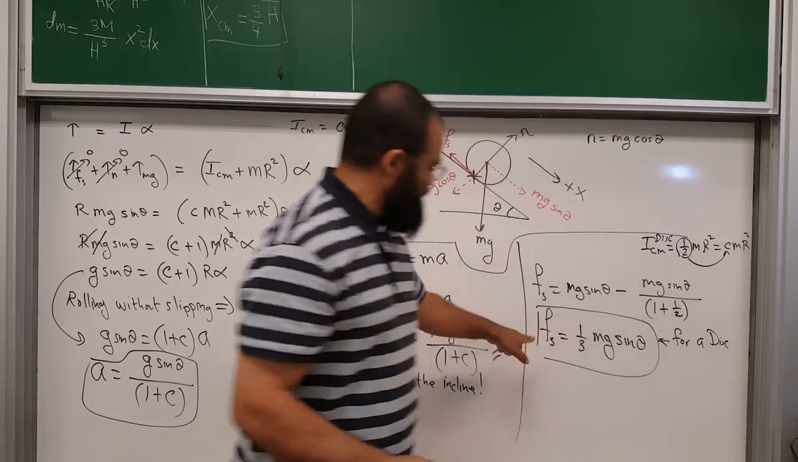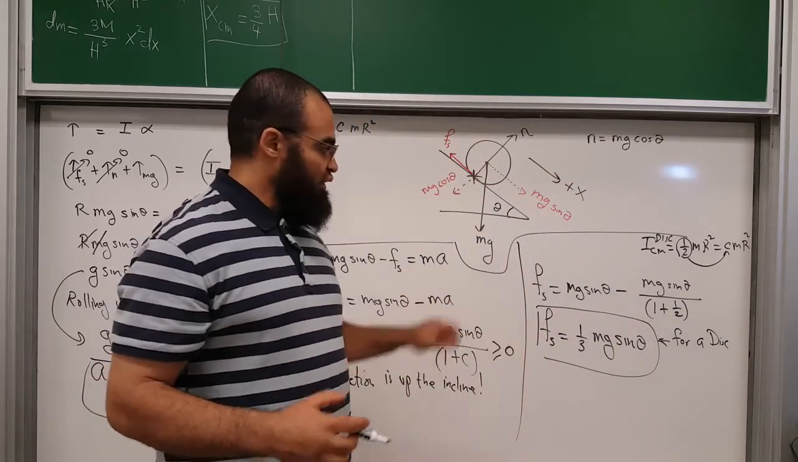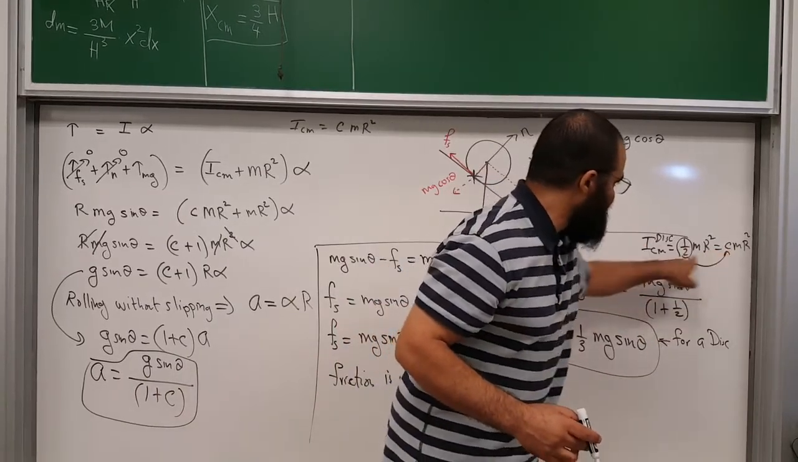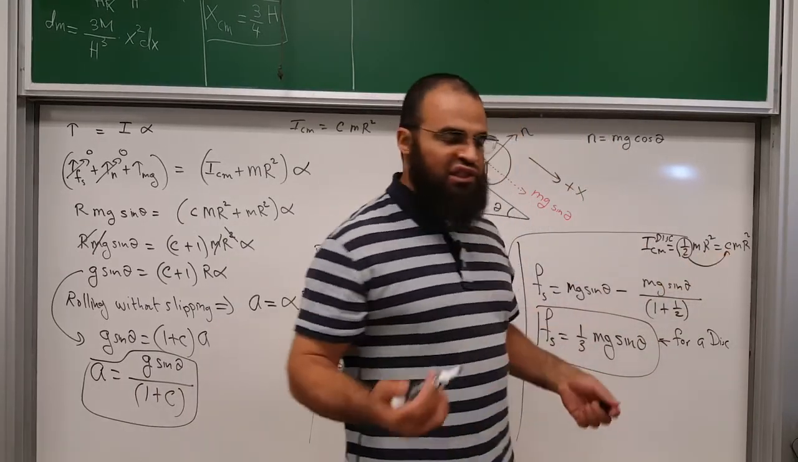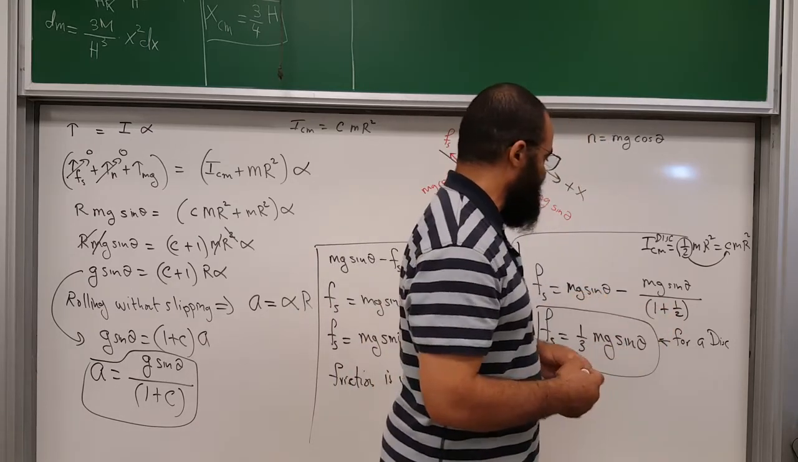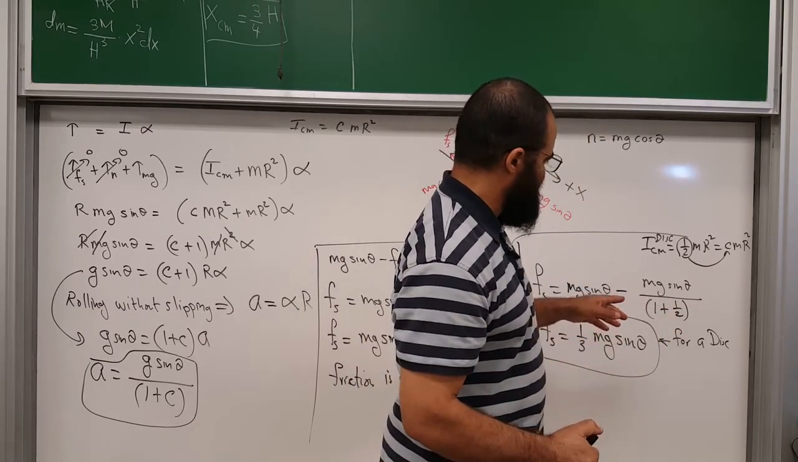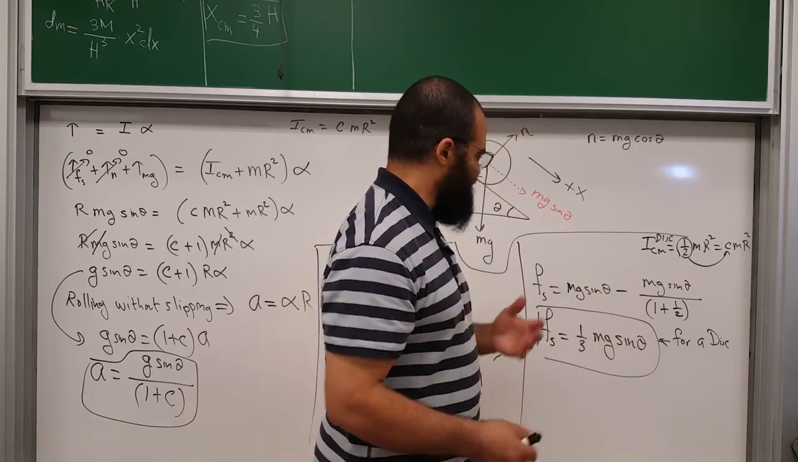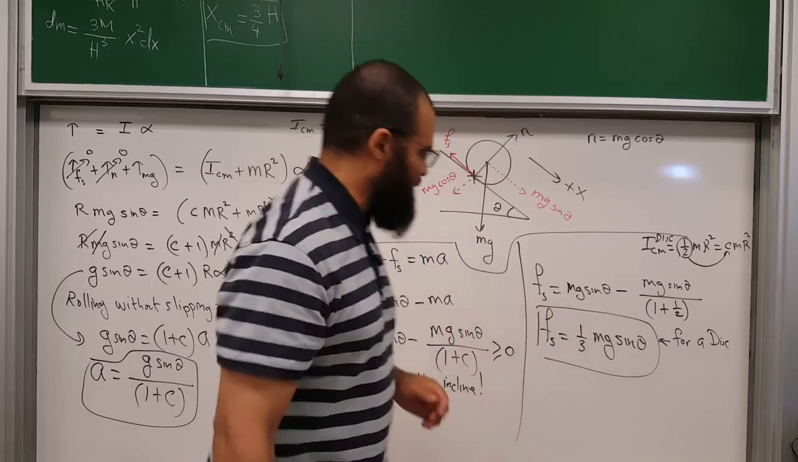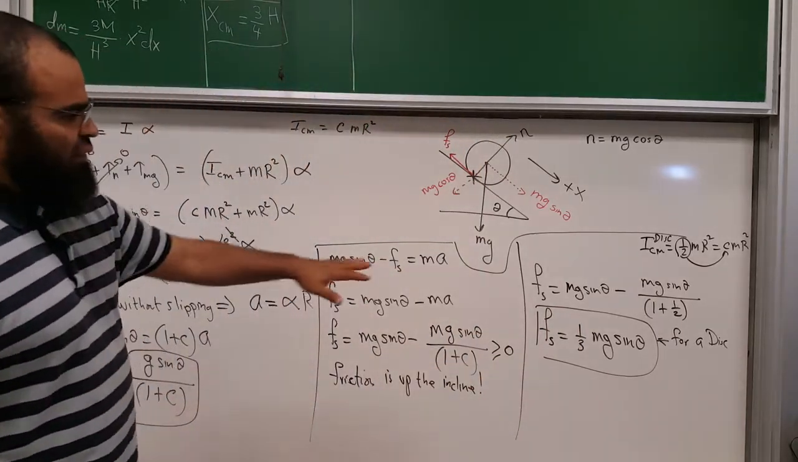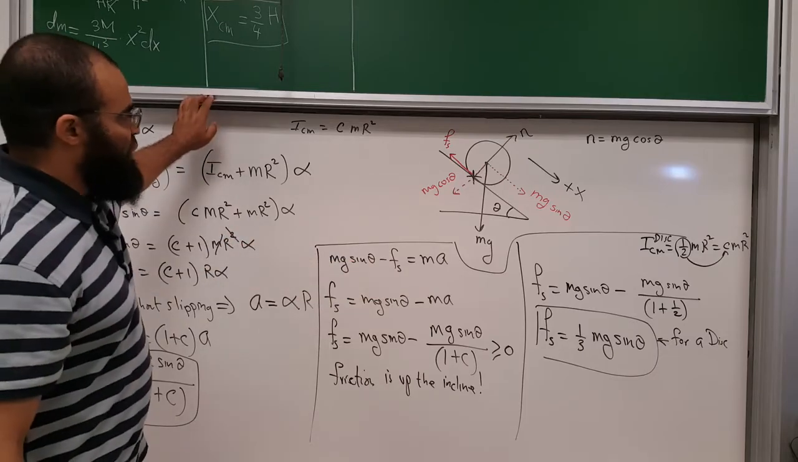Don't say it's always 1/3 mg sine theta. It's only 1/3 mg sine theta for a disk, because for a disk, c here was 1/2. If you had a sphere, it would be 2/5, and so you'd have 1 plus 2/5 here, and it would be something else. I forget what, so it would be something else if it were a solid sphere. So that's that. Let's go back to our board here.